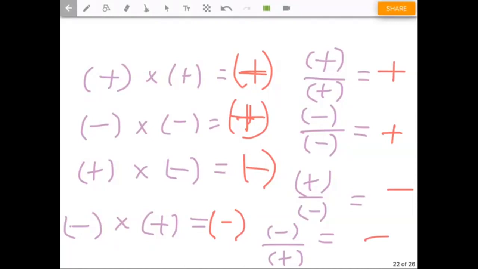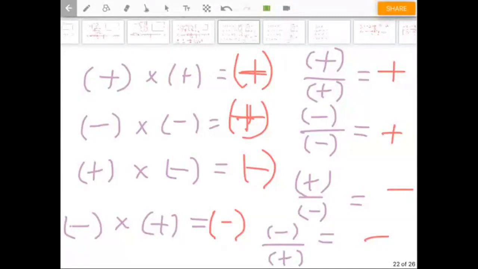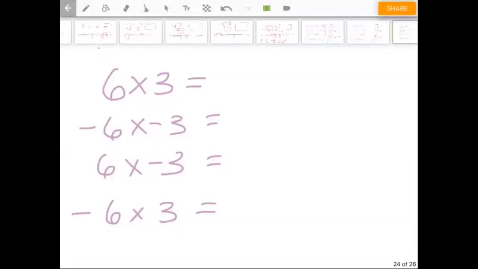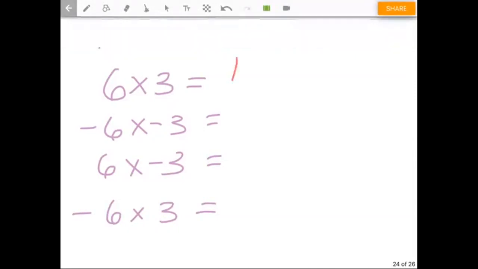So if we look at an example here. 6 times 3. We have a positive number times a positive, so we know it's going to be positive 18. Negative 6 times negative 3. So a negative times a negative.